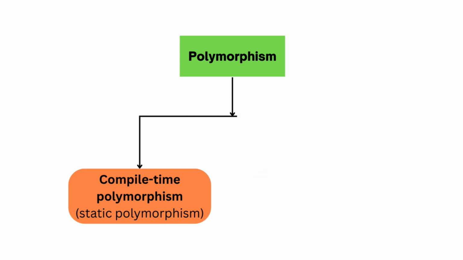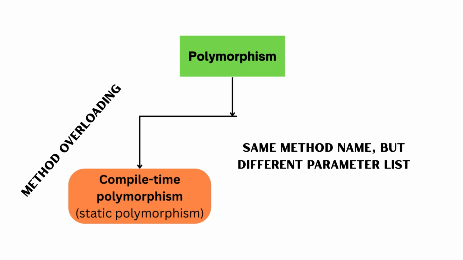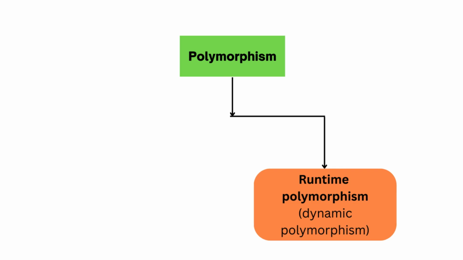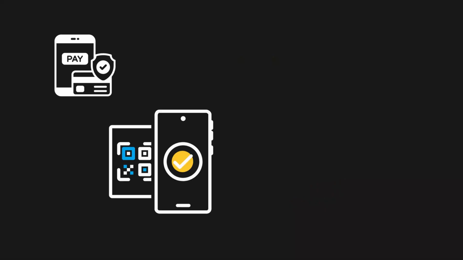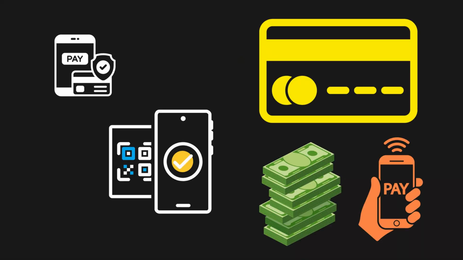Static polymorphism is compile-time polymorphism. It uses method overloading. Same method name but different parameter list. Example, making a payment by amount only or amount and discount. Dynamic polymorphism is runtime polymorphism. It uses method overriding. Which version of the method runs depends on the object you create at runtime. Example, payment through UPI, card, cash, Google Pay, Apple Pay, all these things. The makePayment method behaves differently at runtime.